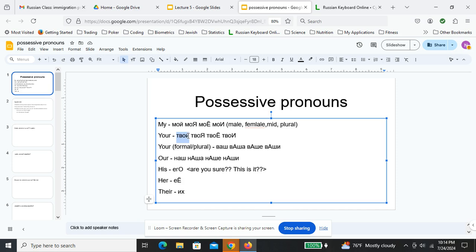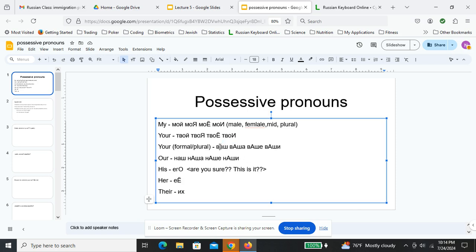Твой, твой, твоя, твоя, твоё, твоё, твои, твои.